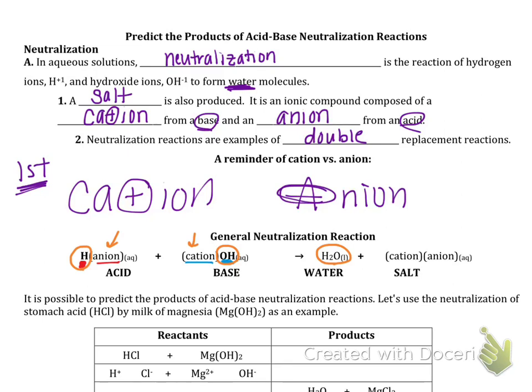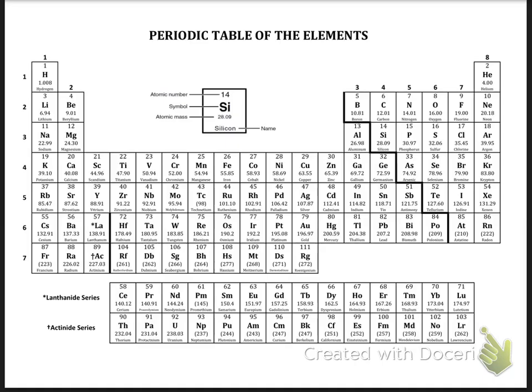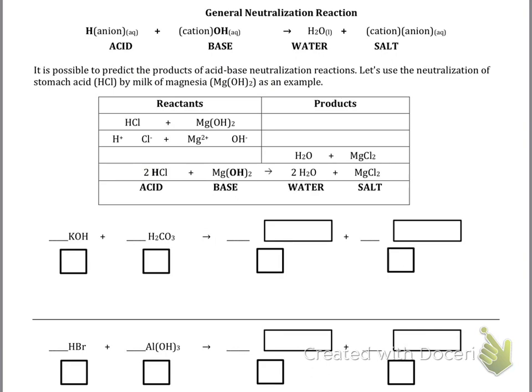Okay, so we're going to do an example to help you understand this. Here we go. You have HCl and magnesium hydroxide. So you are going to neutralize stomach acid, HCl, with milk of magnesia, magnesium hydroxide. Let's start. When you look at this example, you identify that this is your acid and this is your base, because of the H and the OH. Now, they are going to separate.